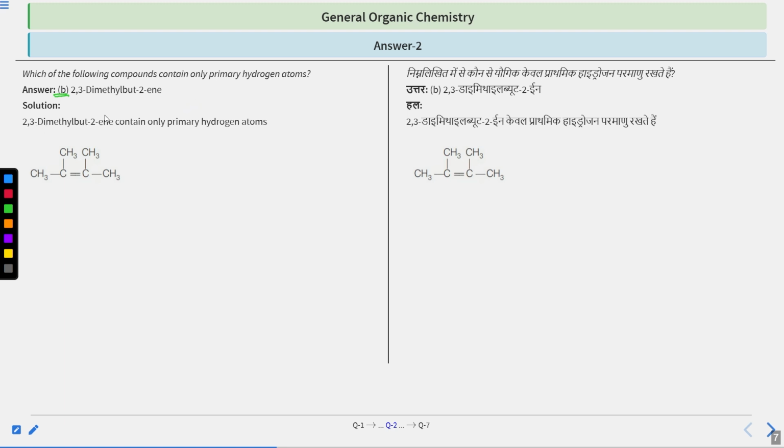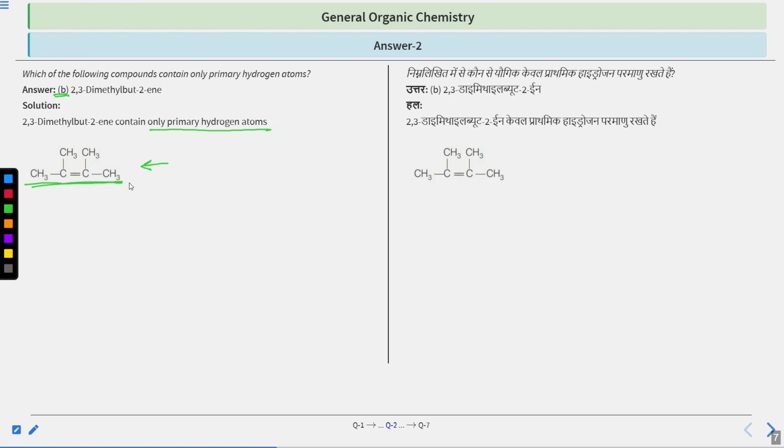So 2,3-dimethylbut-2-ene contains only primary hydrogen atoms. If you see its structure, this is the primary chain: CH3, C double bond C, CH3. Whether you start counting from left to right or right to left, the two methyls always come on numbers 2 and 3. Let's suppose we start from right to left: 1, 2, 3, 4. So 2 and 3 are both connected to a methyl, so 2,3-dimethyl.